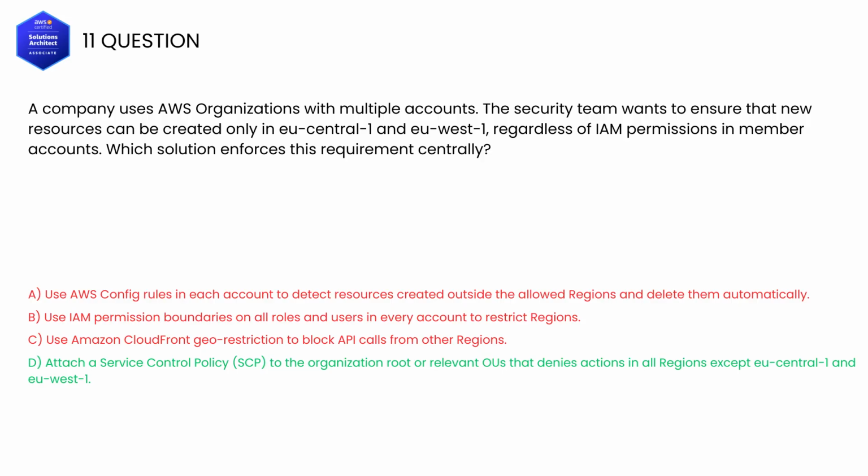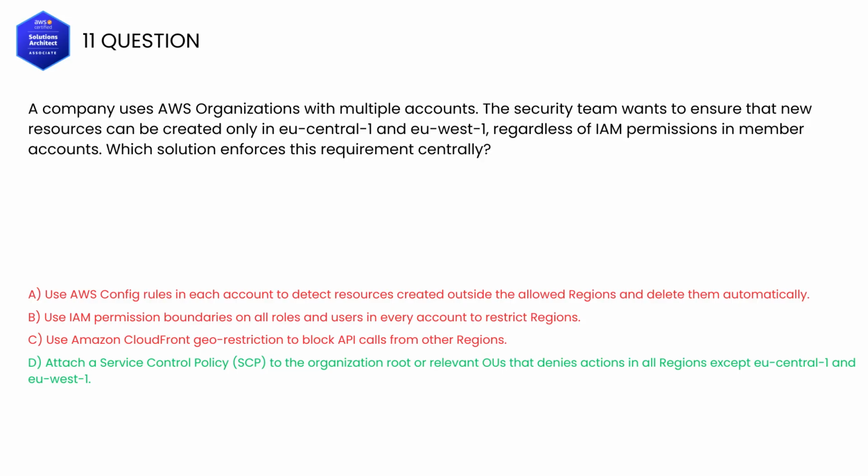The second one is incorrect because permission boundaries require consistent implementation across all identities and can be bypassed if not applied universally. Service control policies provide a central control that doesn't depend on per-account discipline.